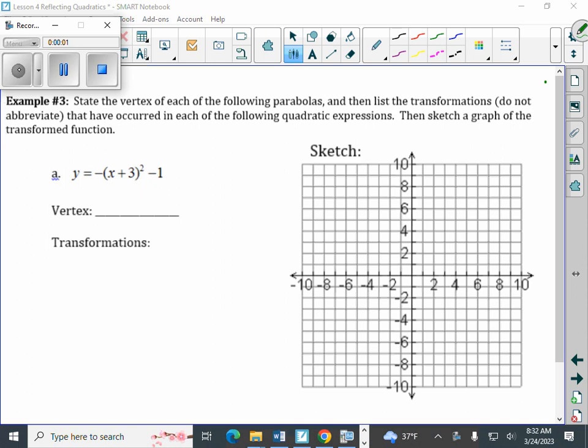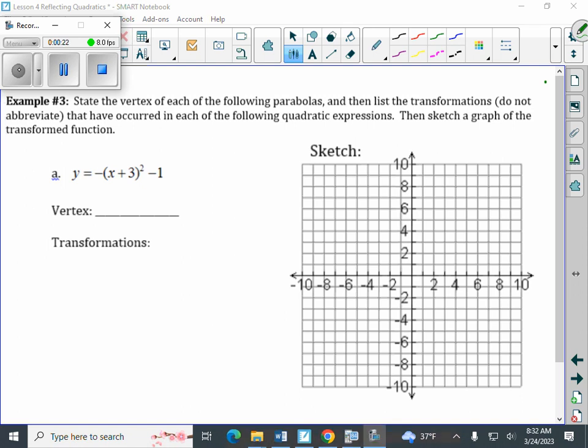Example number 3. State the vertex of each of the following parabolas. Again, remember parabola is also a quadratic. And then list the transformations, don't abbreviate, that have occurred to each of the following quadratic expressions. And then sketch a graph of the transformed function.